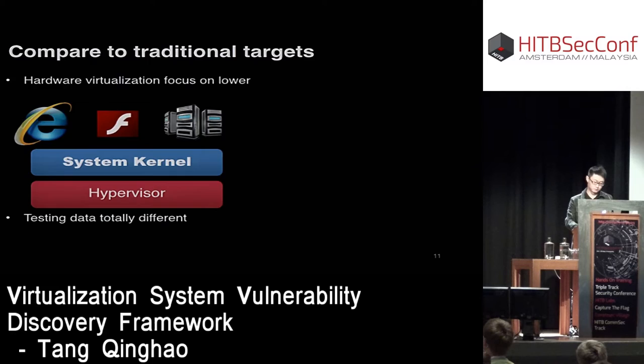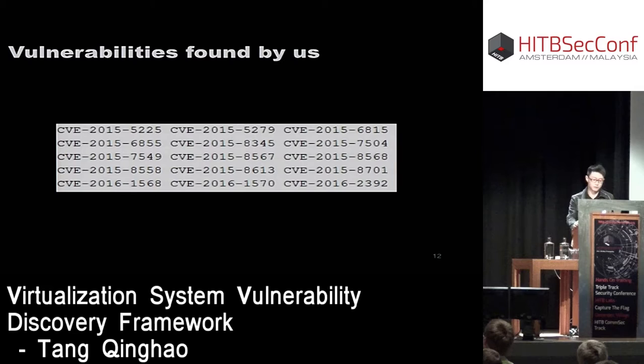During the process of developing and using this fuzzing framework, we found more than 20 security vulnerabilities. Here is part of the CVE list, the CVE IDs for those vulnerabilities we have made public. So I'm confident that the fuzzing framework can work efficiently in discovering hardware device simulator vulnerabilities.